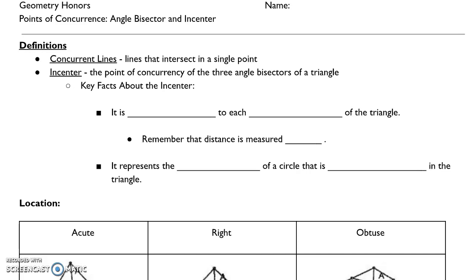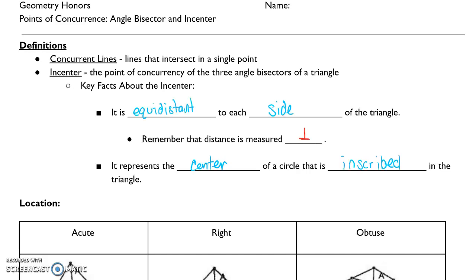So far we have talked about the circumcenter, which comes with our perpendicular bisectors, and we talked about the centroid, which comes with our medians. Today we're going to deal with the incenter, which is the point of concurrency of the three angle bisectors of a triangle. And again, there are a couple of key facts about our incenter.